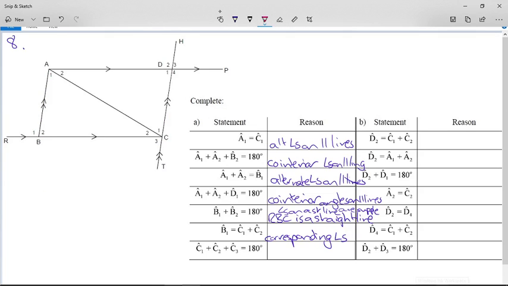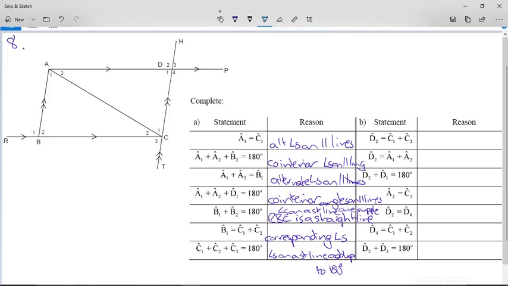Then it says C1 plus C2 plus C3. So here's C1. Can you see C1? Here's C2. And here's C3. And it says C1 plus C2 plus C3 equals 180, because angles on a straight line add up to 180. Can you see here, going upwards is my straight line, and these two lines are just bumping into the straight line, and that's how we know that that's 180.